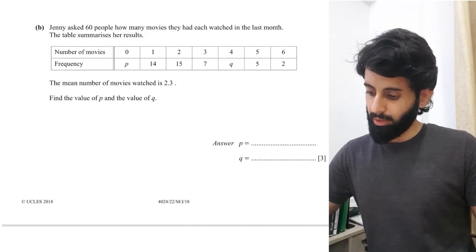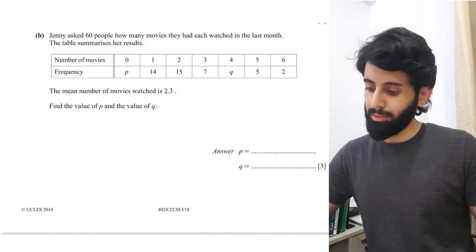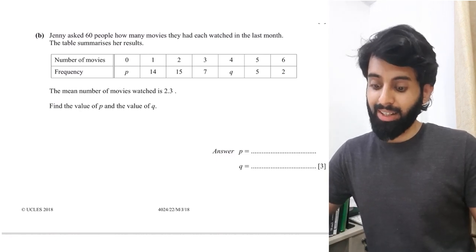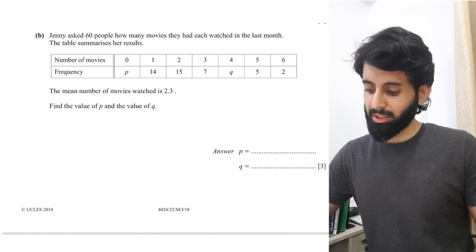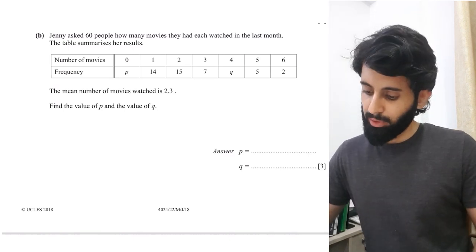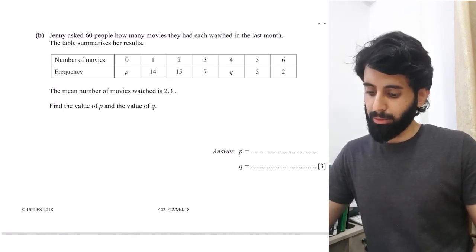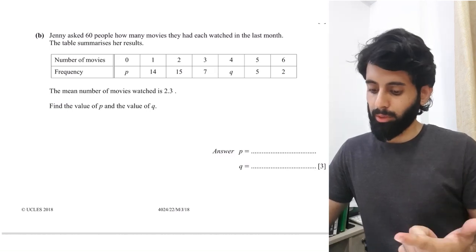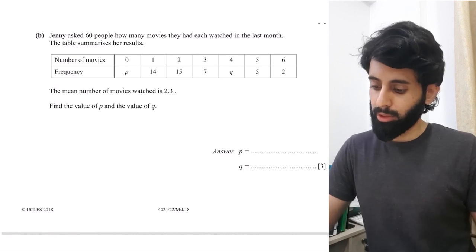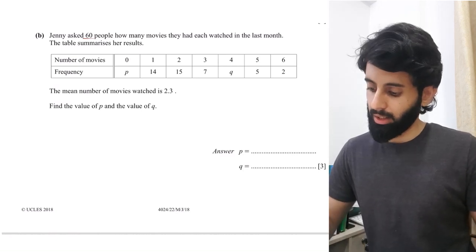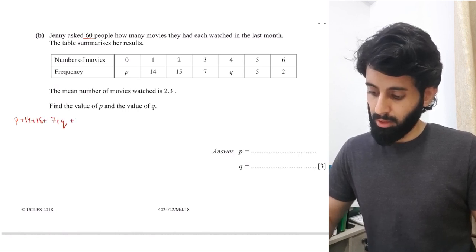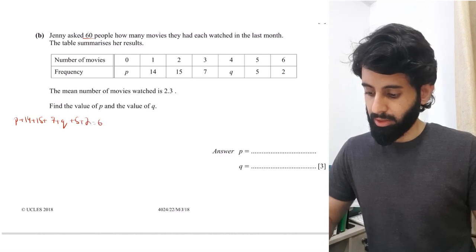Okay, so now we have part B, which says Jenny asked 60 people how many movies they had each watched in the last month. The table summarizes her results. The mean number of movies is 2.3. Find the value of P and the value of Q. Okay, so we're given the mean and we know the total. The fact that we know the total means that we can make an equation instantly, and that is P plus 14 plus 15 plus 7 plus Q plus 5 plus 2 is equal to 60.